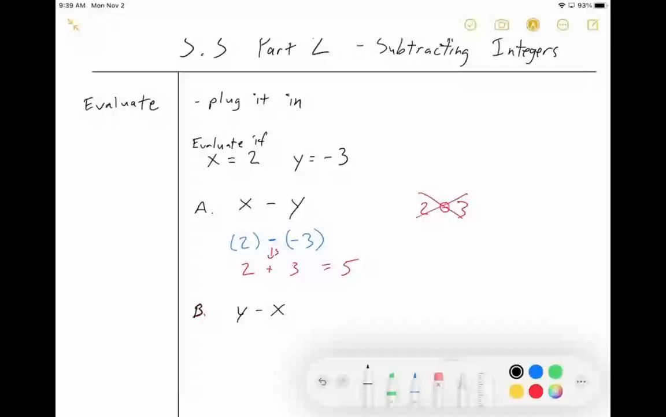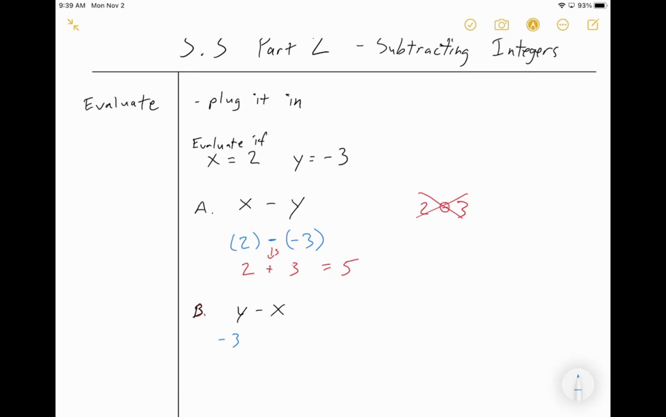Here we go. So remember, x is 2, y is negative 3. So negative 3. Now, I like to put these in parentheses because I like to think of it like a present. Everything in the parentheses is like inside the box. So inside the y is the negative 3. The negative 3 is instead of y. These parentheses help me see that's what's inside the box there. Minus, and then x is 2.